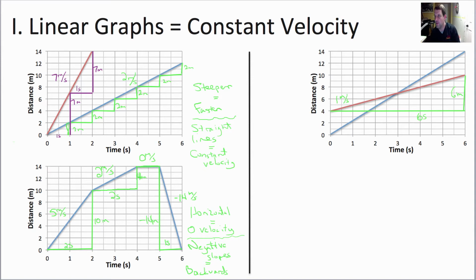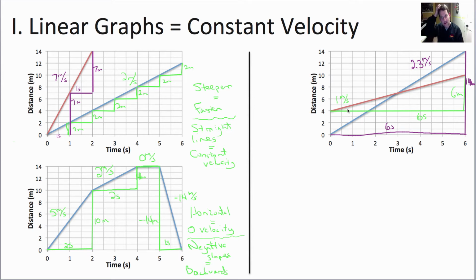Now for the blue one, I'll switch over to pink. And we'll say, okay, in those same 6 seconds, our blue runner went the full 14 meters. So here's 6 seconds, and here is 14 meters. Sorry, I'm squeezing it in the corner there. 14 meters. And if you do that math, you end up with about 2.3 meters per second, and that's 14 meters divided by 6 seconds.